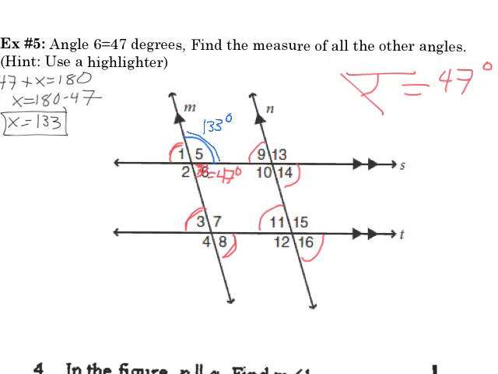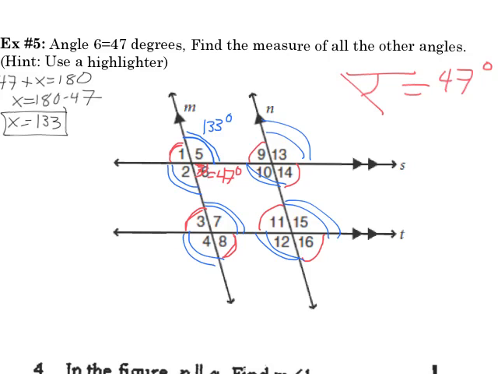I'm going to try and do a double line. Well, then these ones must be 133 because they're vertical. And 7 is corresponding to angle 5, so it must be 133. And 4 is vertical to 7, so it must be 133. And 12 is corresponding to 4, so it must be 133. And 15 is vertical to 12, so it must be 133. And 13 is corresponding to 15, so it must be 133. And finally, 10 is vertical to 13, so it must be 133.